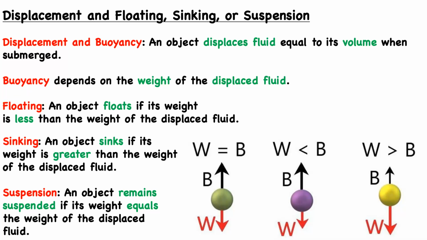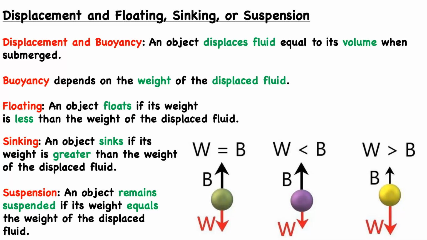So for an object to float, its weight must be less than the weight of the displaced fluid. So that's what we see in this middle case here. We see that the weight is less than the buoyant force. So that means this object will float. We have a larger buoyant force, which is going to see the object above the waterline, or mostly above the waterline. Then we have the opposite case, which is sinking.